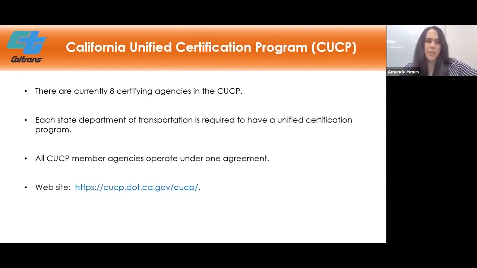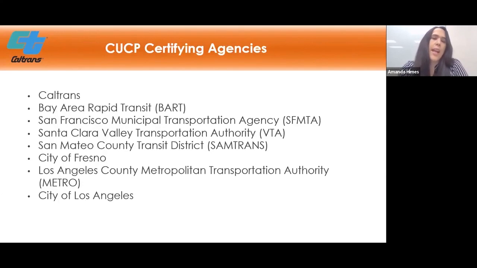Okay, we'll move forward. So these are the 8 certifying agencies throughout the state of California. The other agencies listed here provide DBE certification in their local geographic area. It's pretty self-explanatory: San Francisco and the Bay Area Rapid Transit, also known as BART, are going to be in the Bay Area, along with Santa Clara and San Mateo. They're all kind of in that same area. The city of Fresno is for Central California, and then for LA, there are 2 agencies as well. So of course, Caltrans is statewide, covering throughout the state.